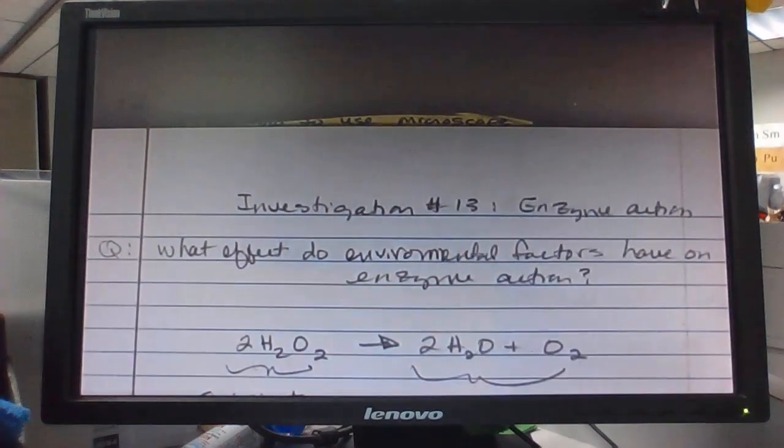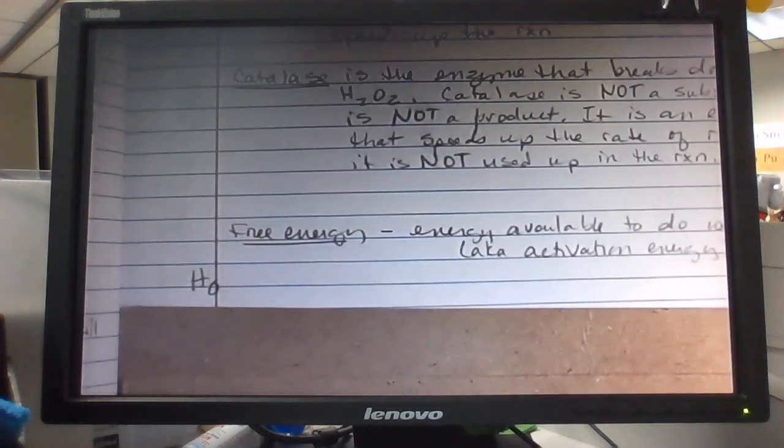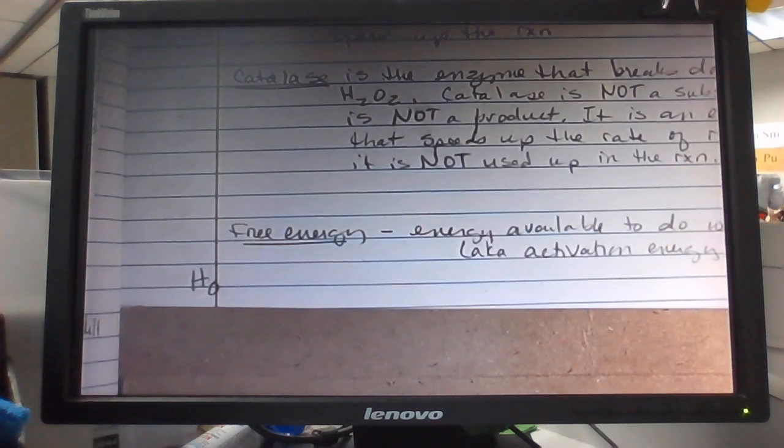So first of all, what does the H with the little O mean? Null hypothesis. So what's going to be a null hypothesis for this experiment? Not just no effect, but what? There's no statistically significant effect of environmental factors on enzyme action. So go ahead and write your null hypothesis.